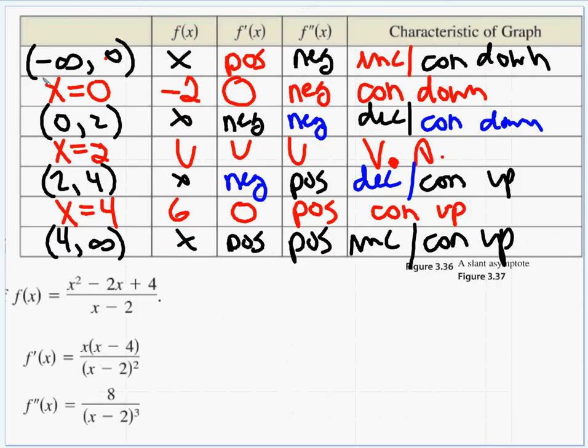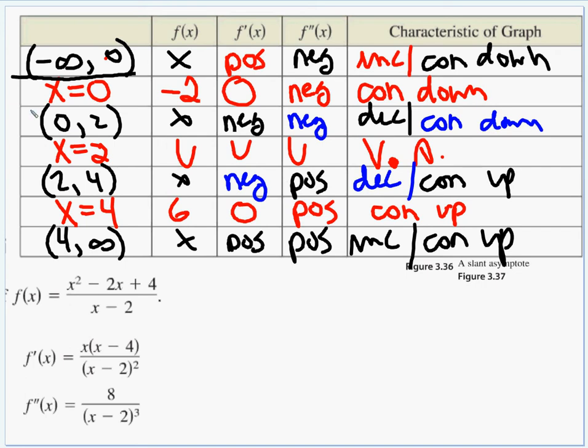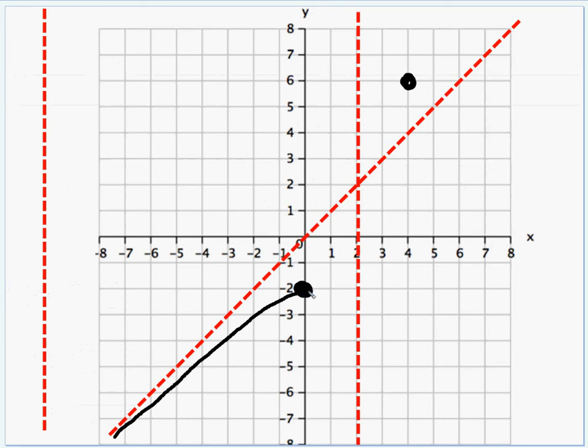So our first interval, negative infinity to 0, we were increasing and concave down. So we got to the y-axis, or 0. And our next interval is 0 to 2. We were decreasing and concave down. So we've hit this point. Now we are decreasing and concave down.